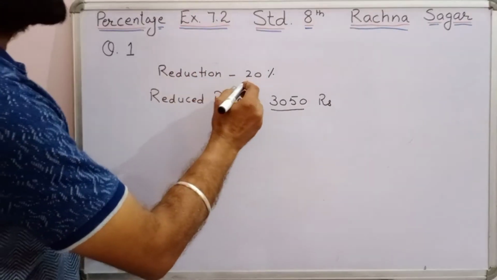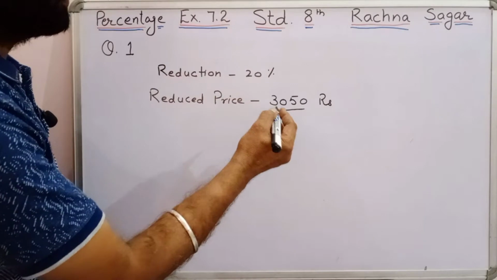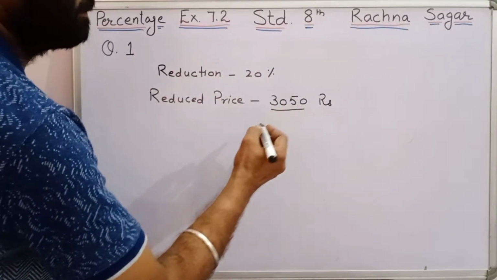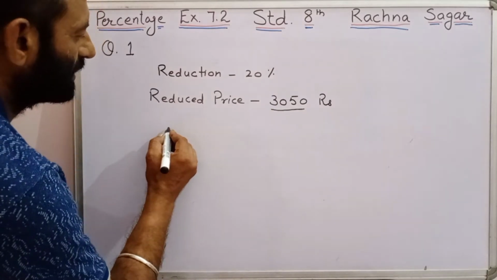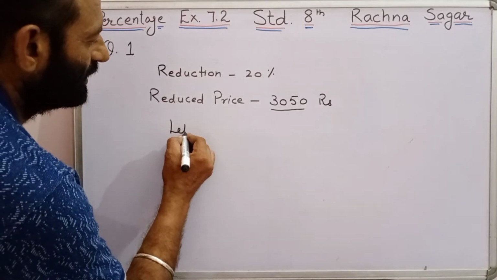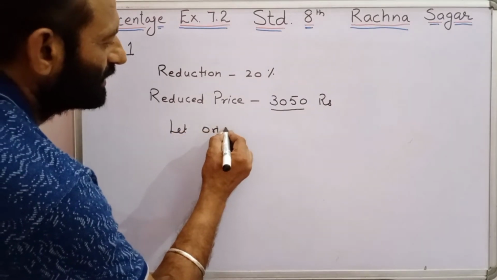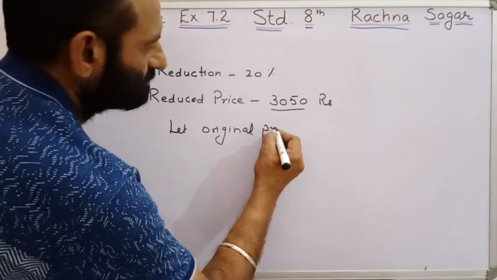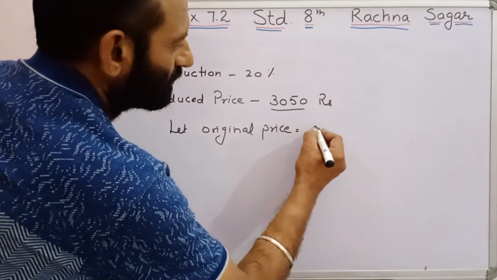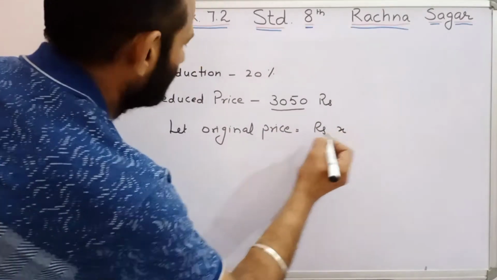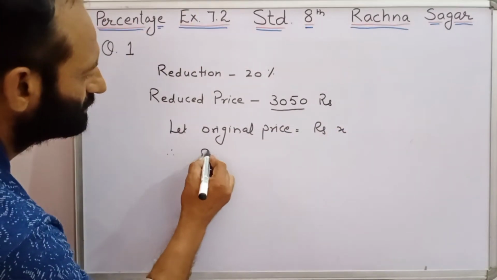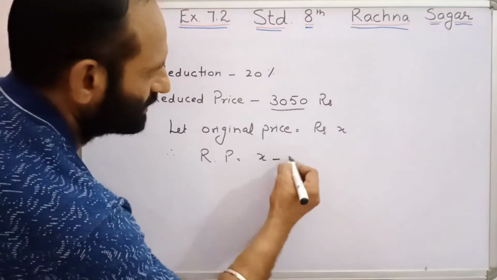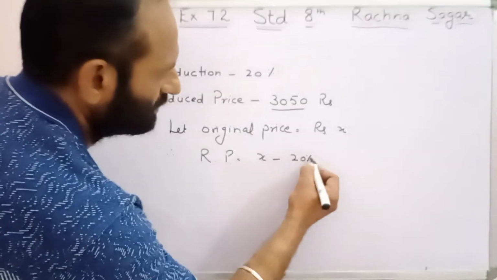Due to a reduction of 20% in the price of a computer table, it cost rupees 3050. Find the original price of the computer table. Let the original price be rupees X. Therefore, the reduced price becomes X minus reduction, that is 20% of X.